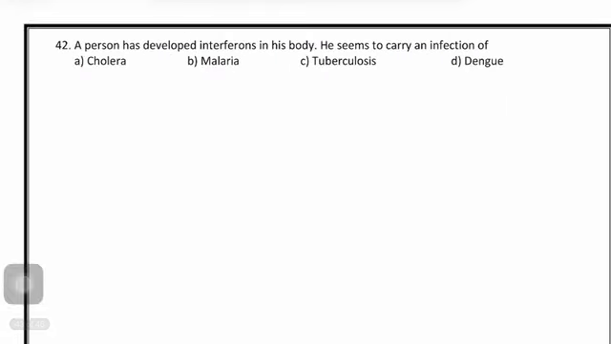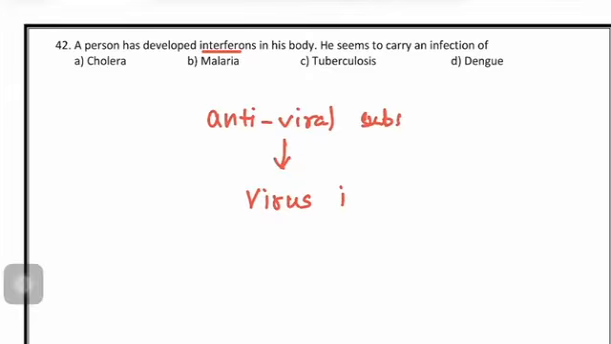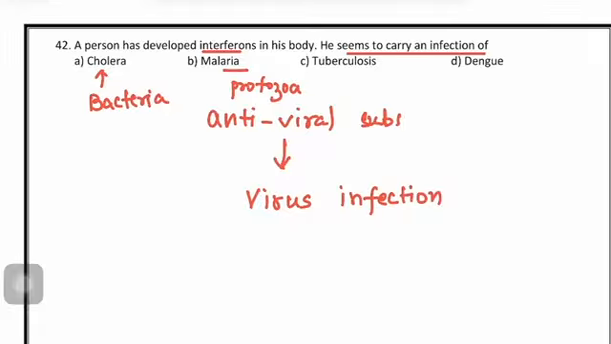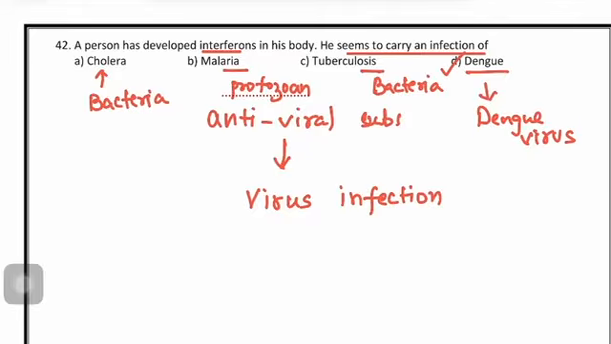Coming to 42nd question. A person has developed interferons in the body. You have to remember interferons are antiviral substances. These are produced only when a person has virus infection. So here you have to look for an option which is viral. Cholera is caused by a bacteria, Vibrio cholerae. Malaria is caused by protozoa. Tuberculosis is caused by a bacteria. That leaves us with option D, dengue, which is caused by dengue virus. So if a person shows high levels of interferons, he's likely to suffer from dengue out of these four diseases.